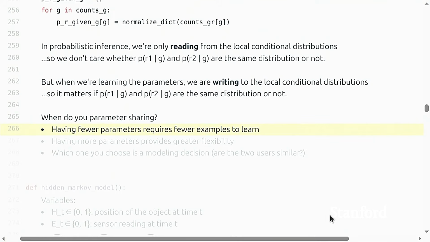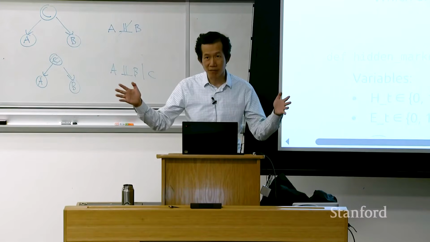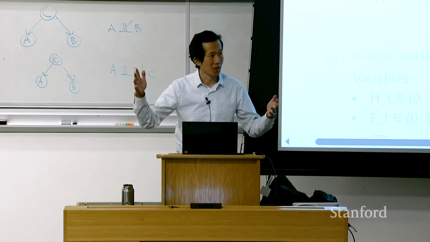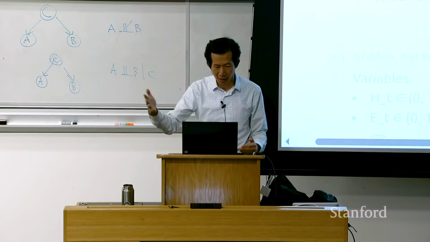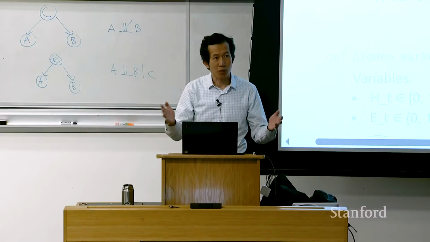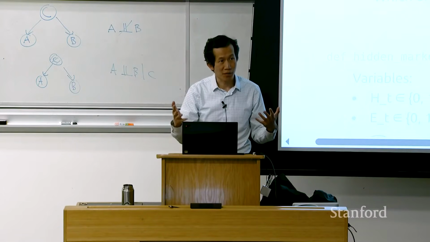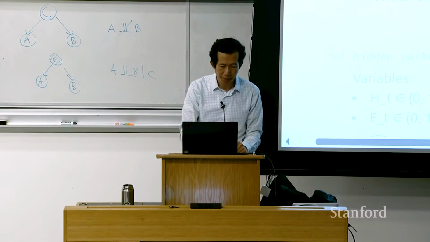So there's a few considerations here. One is that when you share parameters, you have fewer parameters to work with, which means that you need fewer examples to learn, right? If you have 1,000 users, each one with its own bespoke distribution, you need to see a lot of data from each user to be able to learn that. But on the other hand, having more parameters provides greater flexibility. If the users are all very different, then you do want more parameters to be able to model the nuances of the user's preferences.